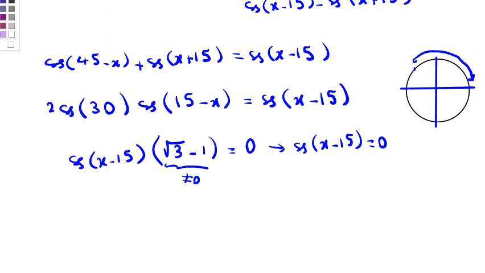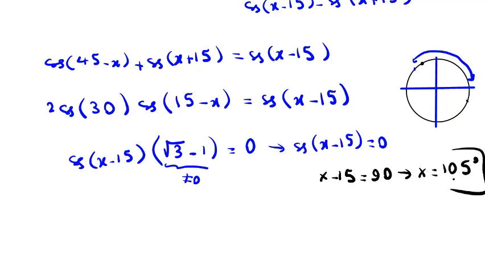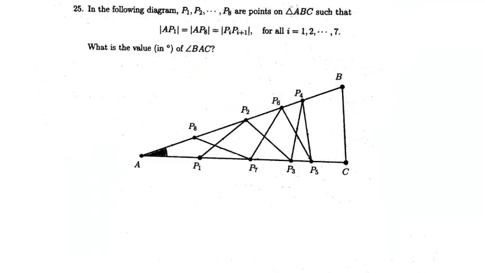So x minus 15 will be some part from this part to this. The only point here where cos of that is 0 is exactly this point. So x minus 15 equals 90 degrees, so x equals 105 degrees. So the answer is equal to 105 degrees.